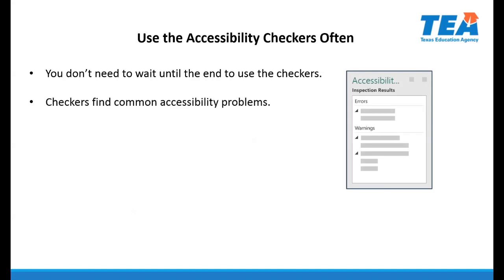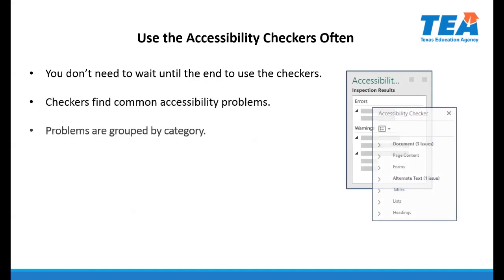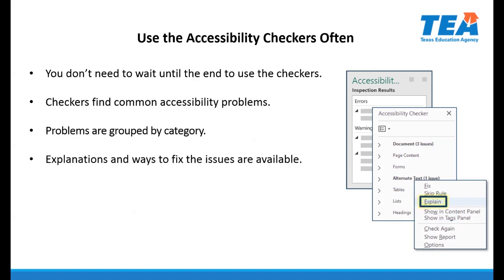Checkers find the most common accessibility problems and group them into categories. Checkers also provide an explanation of the issue and how to fix the problem. And be aware that using the checkers doesn't fix the accessibility issues. It only finds the accessibility problems you need to fix.